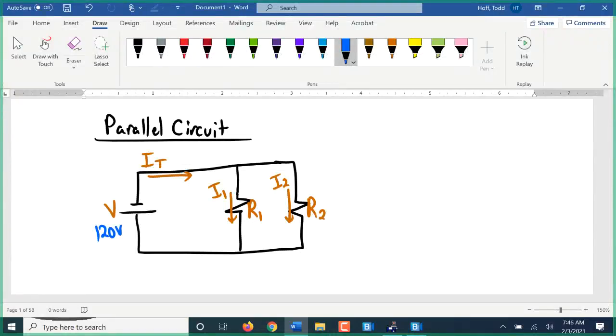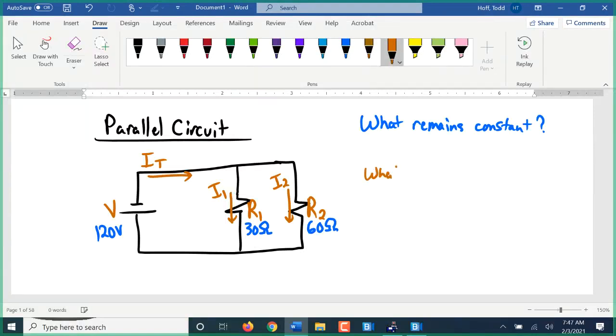Now, if I have 30 ohms and 60 ohms by resistors. Remember, we said the first question is what remains constant? Second question is what is divided? The answer to that second question seems pretty obvious here. It's the current that's divided.